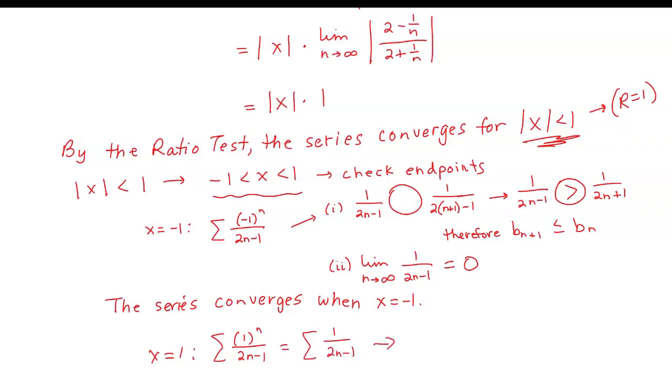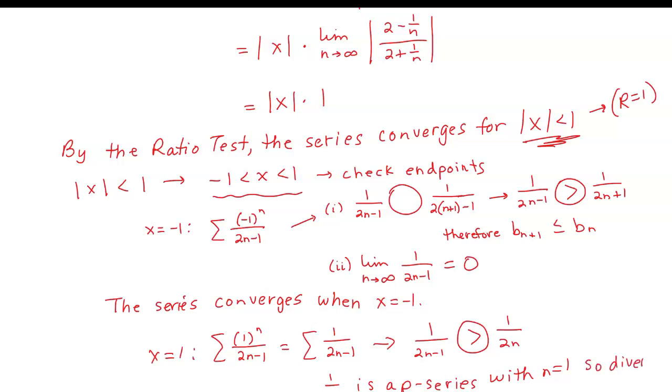I'm going to compare that with the 1 over 2n series. Our denominator is smaller, which makes our term bigger, and 1 over 2n is a p series with p equals 1. So it's divergent. You could say it's the harmonic series, so it's divergent. This means the series diverges when x equals 1. I'll have to go up here for more space. Therefore, the interval of convergence is negative 1 to 1, including negative 1.